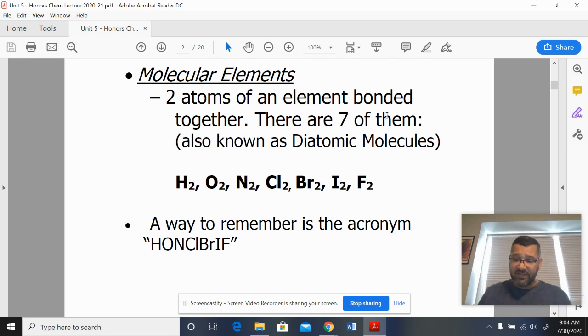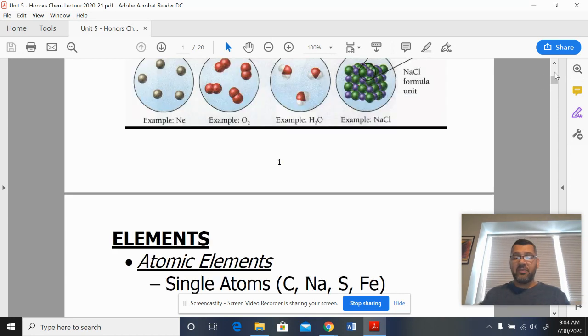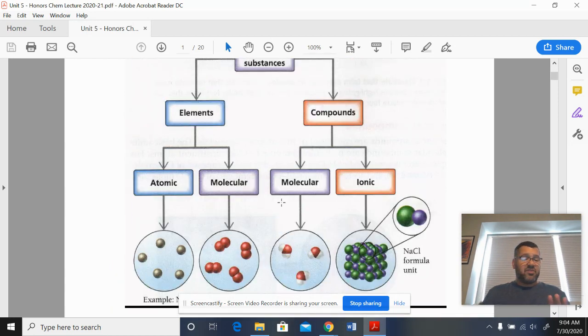These 7 can be remembered by a funny acronym that helps you remember them. It's HONClBrIF, which I pronounce Hunkelbrief, which is just a funny way of saying it. There are a couple of other ways of saying it, but Hunkelbrief is a way of remembering what these 7 elements are. Now, those are pure substances that are elements.